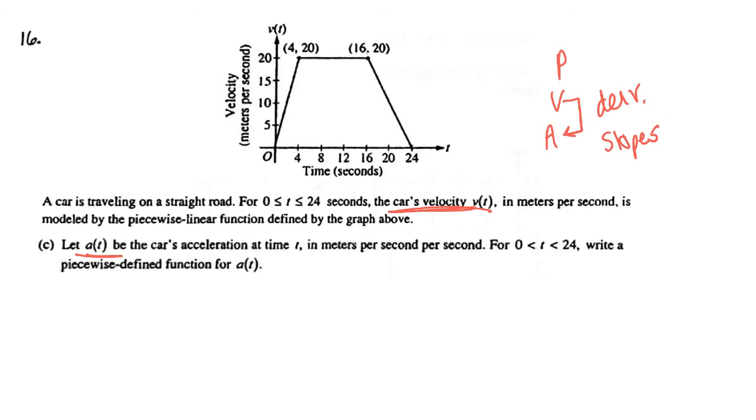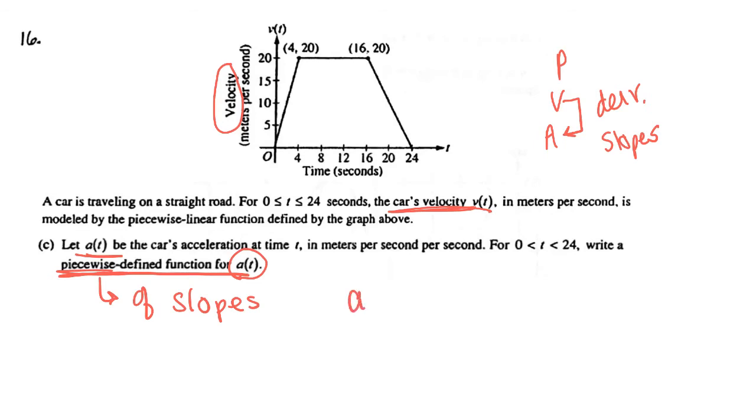So now it wants us to write a piecewise defined function for A at t. Well, a lot of times people sit there and go, oh, piecewise, I don't remember. So let's review it. Piecewise just means it's divided up into different pieces. And here, since I'm asked for acceleration, I'm given velocity. This is just going to be a piecewise function of the slopes.